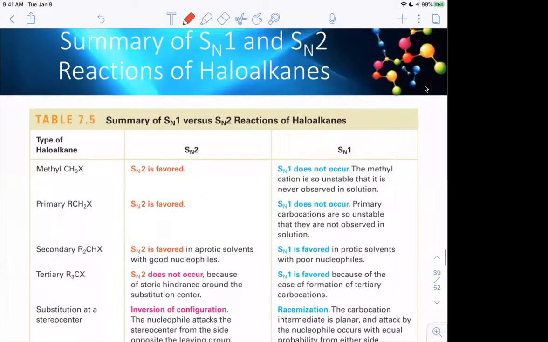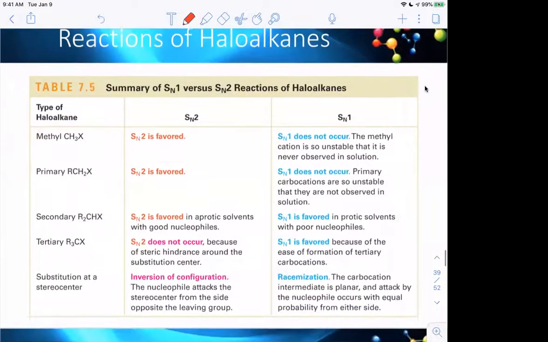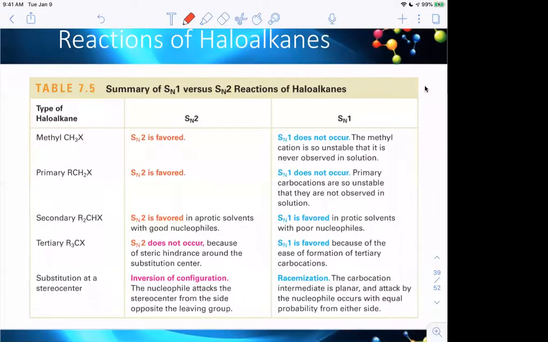So here's the key. When you look at a substitution reaction, you have to figure out, does it undergo SN2 or does it undergo SN1 by doing an analysis. First, I'm going to start at the haloalkane. If it's methyl or primary, SN2 is favored. SN1 does not occur. And then I can stop. I know what's happening.